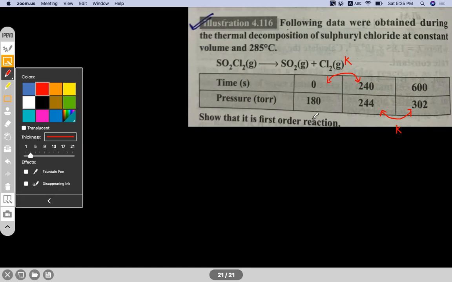In that case, you have to assume first, okay, assume the order is 0. Find out K for this data, K for this data. If it is equal, our assumption is correct. If not equal, then assume order n is equal to 1. Again, you find out the same thing, correct? It will take some time, but the method is this only. So you won't get this kind of question in a competitive exam, but yes, in a board exam, you may get this.